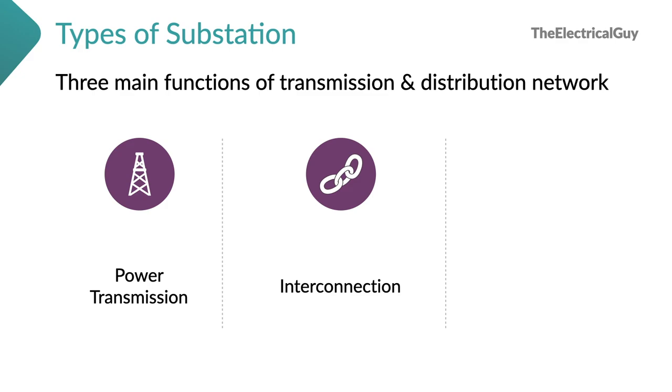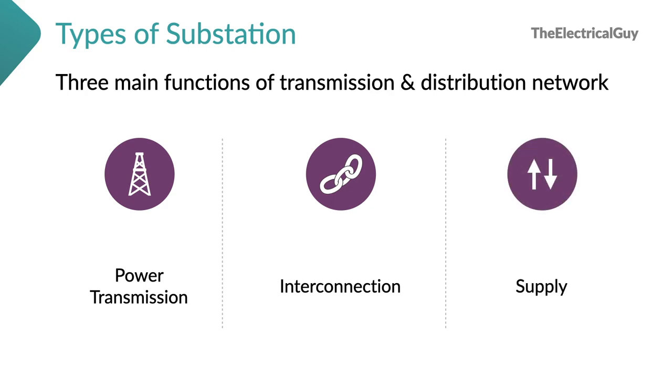So as I said, substations are now handling power coming from multiple power stations. So let's say generating station 1 is also delivering power and generating station 2 is also delivering power. You can combine power coming from these two stations and give it to the load centers. So that is also one function of these networks.